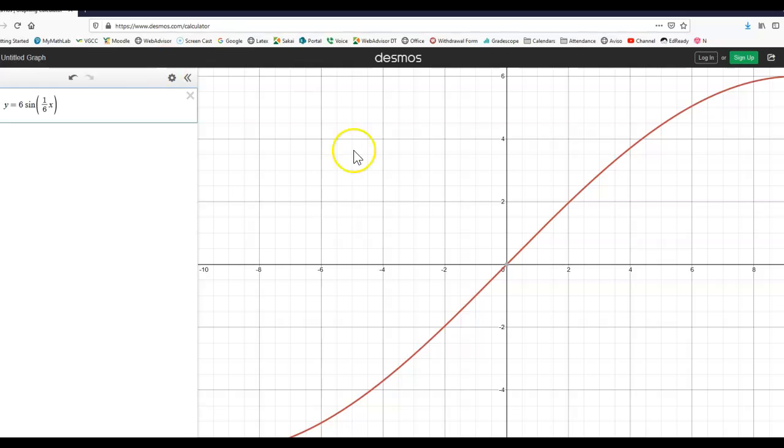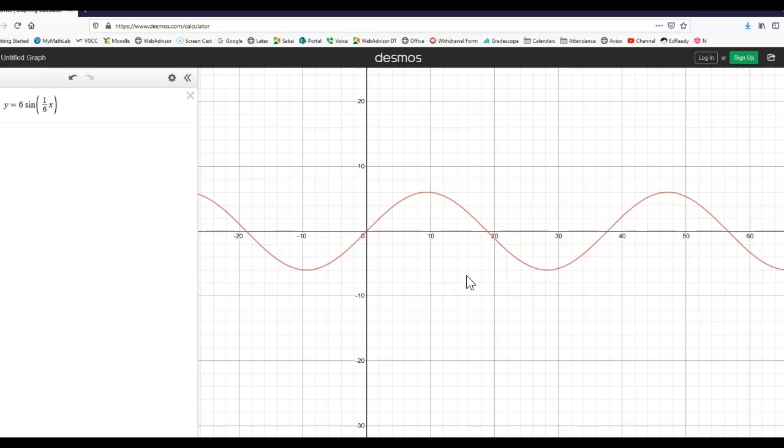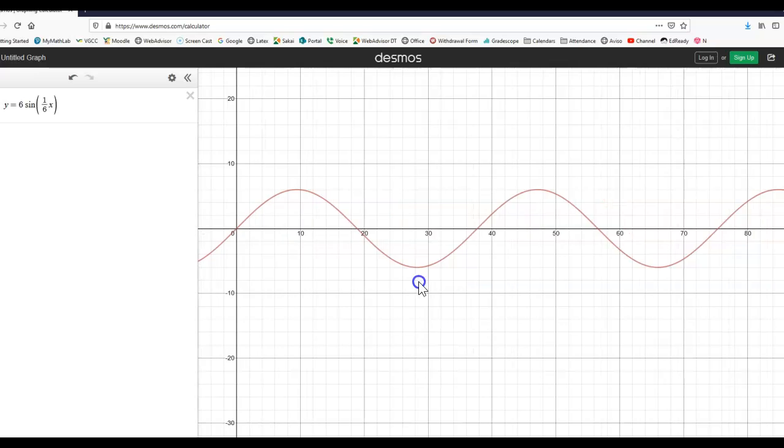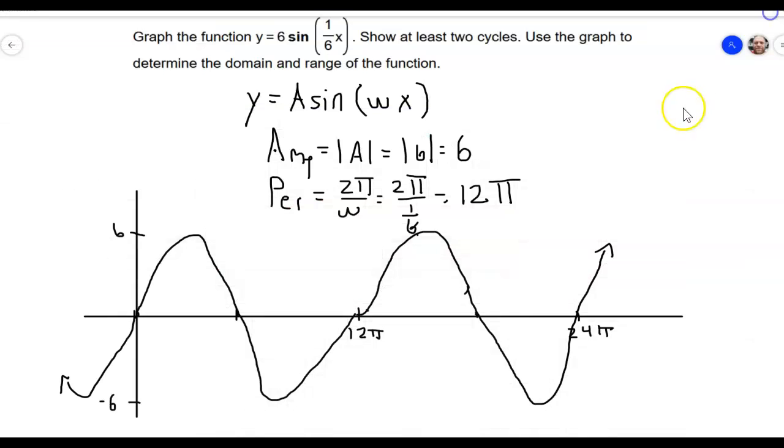All right, now if we go out here, did we put that in right? It goes up to 6, right? 1 full cycle there, 1 cycle there, and it stops right around there. That's 70-something. Is that what we said it would stop at? 24 pi. Yep, because that's 3.14 times that. So all looks good. This is how we go about doing one of these.